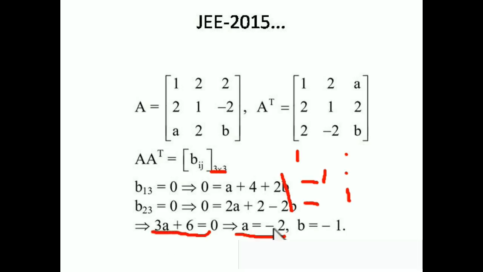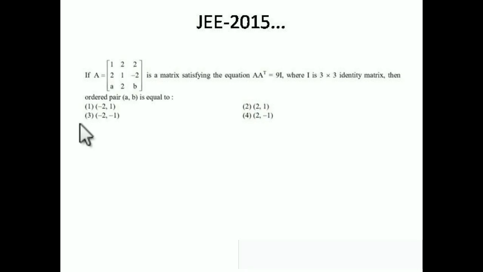And then put this minus 2 here. So minus 2 plus 4 is plus 2. Plus 2 goes to the other side and becomes minus 2. 2 gets cancelled out, so b is left with minus 1. So we have the pair A comma B as minus 2 comma minus 1. So this is my right option, minus 2 comma minus 1, option 3 is my right option.